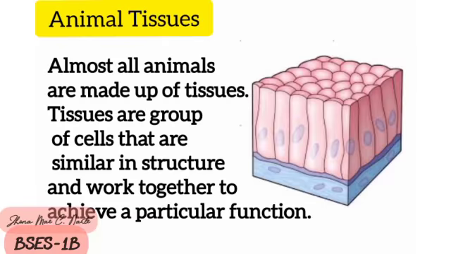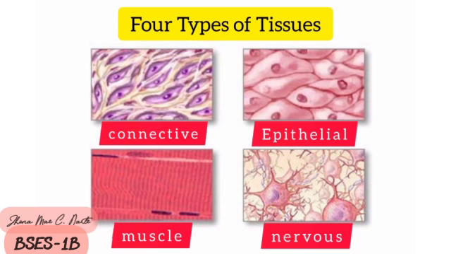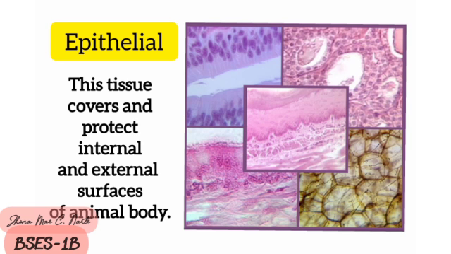Animal tissues. Almost all animals are made up of tissues. Tissues are a group of cells that are similar in structure and work together to achieve a particular function. Animal tissues are grouped into four basic types: epithelial, nervous, muscle, and connective tissues. So let's first look at epithelial tissue.